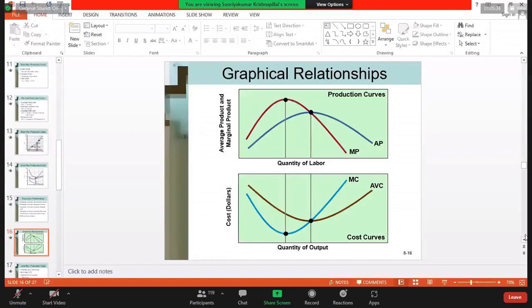Here in the cost curve, the horizontal axis is always output and the vertical axis is cost. In production, the horizontal axis is labor and the vertical axis is production. So they look opposite, but the units and everything else are different. Only the shape is opposite. That is the reason why marginal cost decreases and then increases, just as marginal product increases and then decreases.